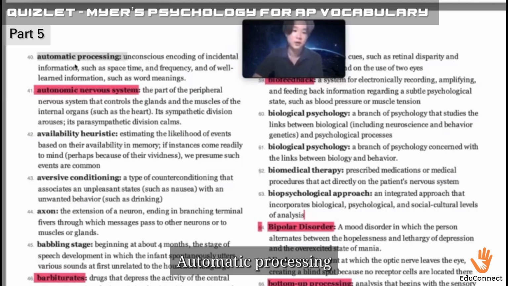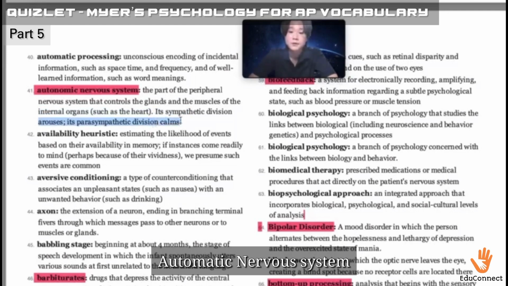Okay, so starting with automatic processing. Automatic processing is the unconscious encoding of incidental information such as space, time, and frequency, and of well-learned information such as word meanings. An autonomic nervous system is a part of the peripheral nervous system that controls the glands and the muscles of the internal organs such as the heart. Its sympathetic division arouses, its parasympathetic division calms.